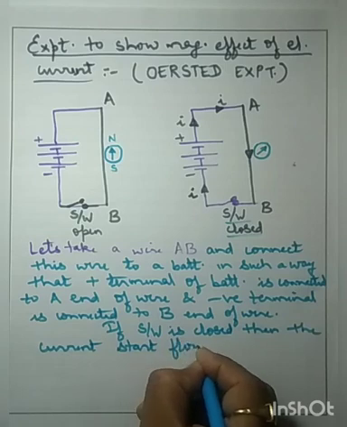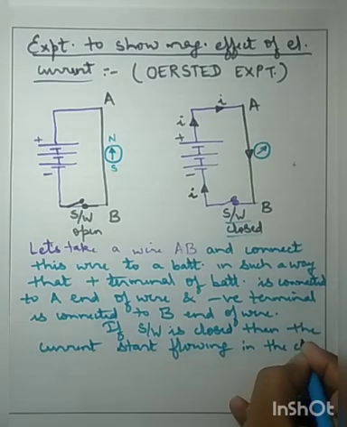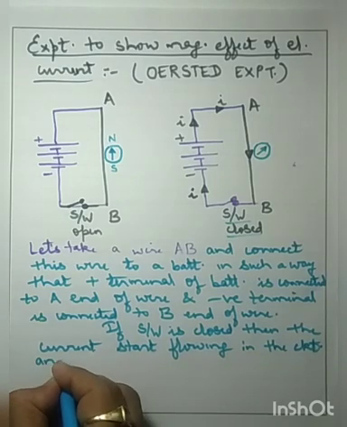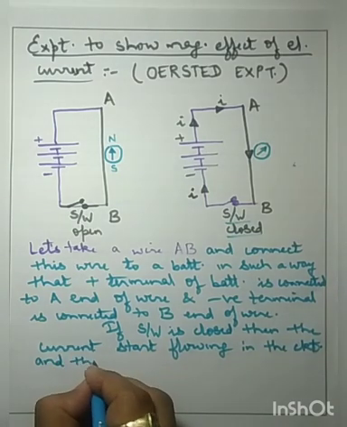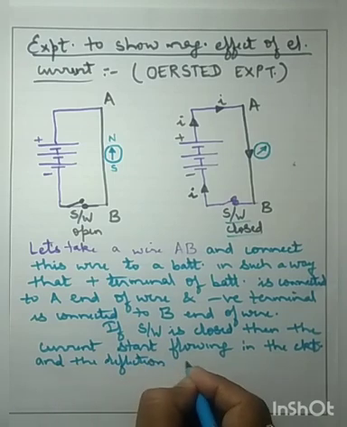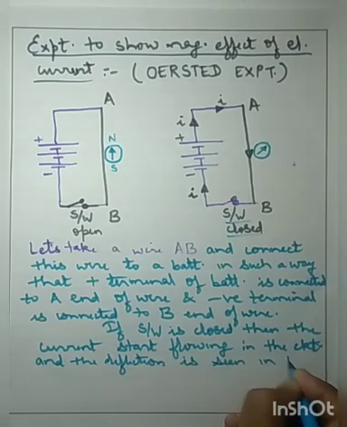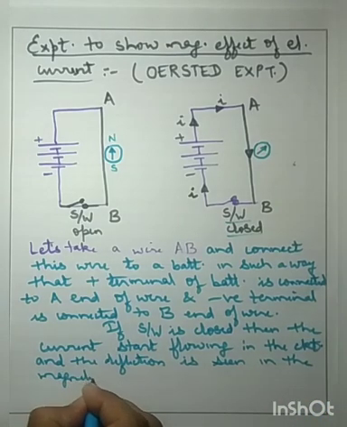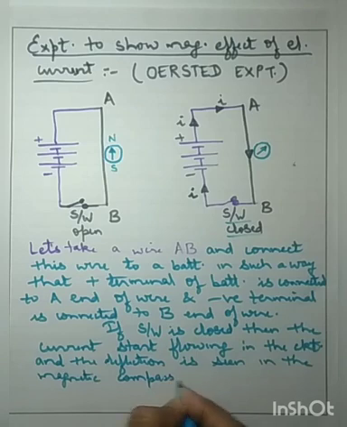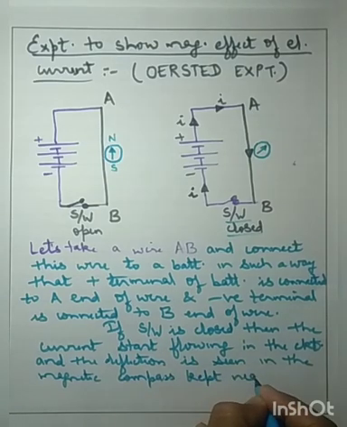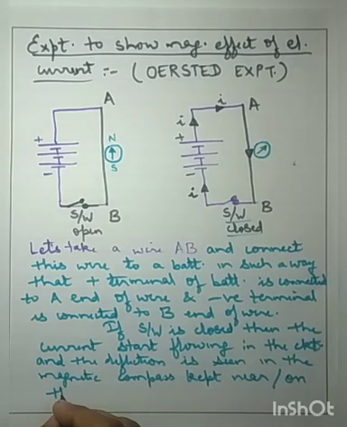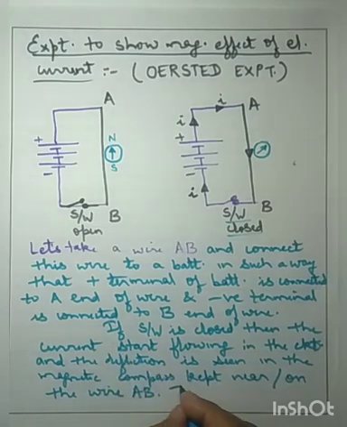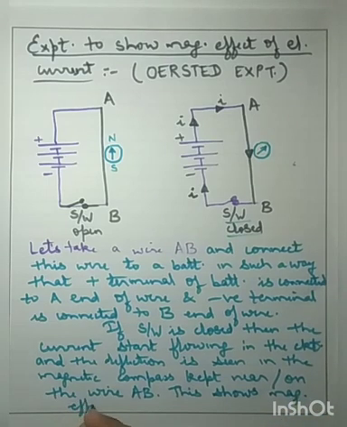starts flowing in the circuit and the deflection is seen in the magnetic compass kept near or on the wire AB. This shows the magnetic effect of electric current.